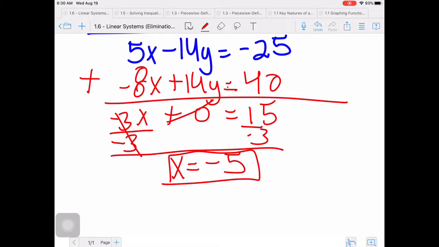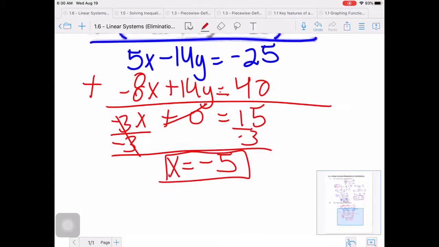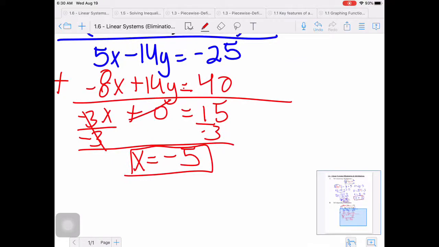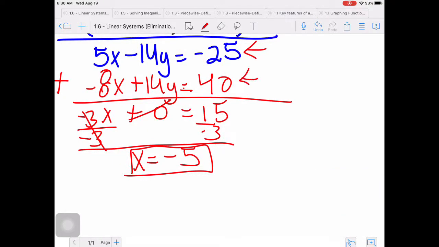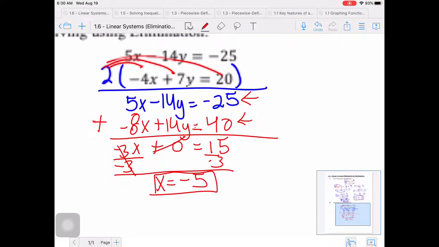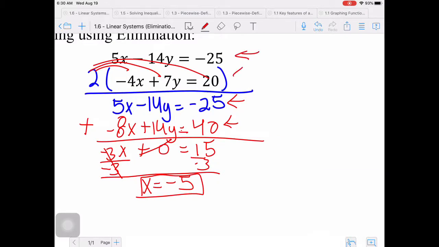I can go ahead and start solving for y. And then again, same steps. You're going to pick one of those two equations and you're going to input -5. Actually, I'm going to go back to this. It doesn't really matter which ones you choose, the originals or the ones you multiplied by 2. They are the same thing. They're all equivalent. So I'm going to pick the one that is probably less difficult. I'm going to pick the second one, the original one. So that is -4x plus 7y equals 20.